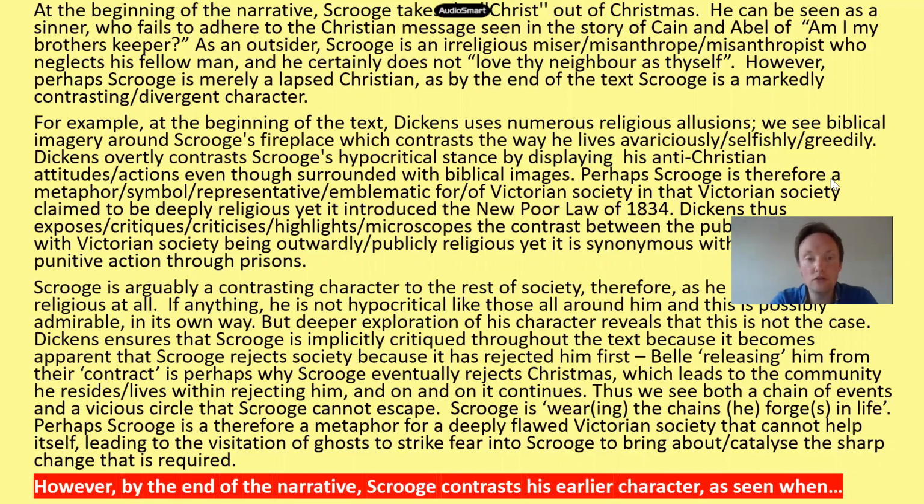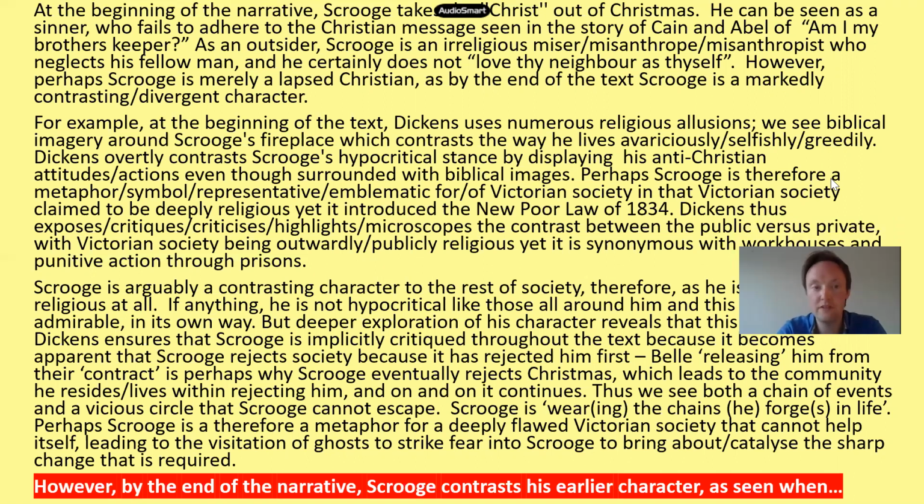Dickens overtly contrasts Scrooge's hypocritical stance by displaying his anti-Christian actions, even though he is surrounded with such biblical images. Perhaps Scrooge is therefore a symbol for Victorian society, in that Victorian society claimed to be deeply religious, yet it introduced the New Poor Law of 1834.